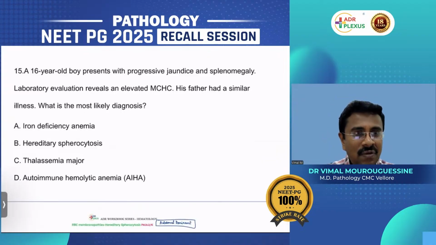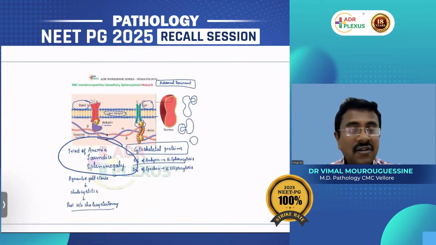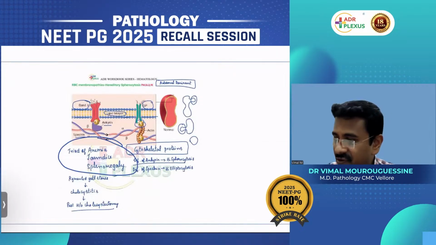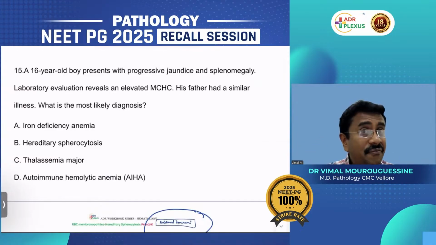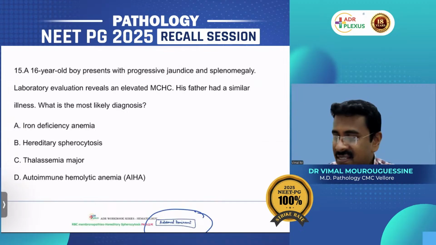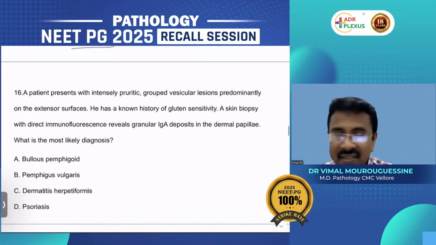A 16-year-old boy presenting with jaundice and splenomegaly. Remember, guys, we used to stress this: anemia, jaundice, splenomegaly, that triad is characteristic of hereditary spherocytosis, which is an autosomal dominant disorder. The father is also having a similar illness here, so that further adds to this. So the case here is hereditary spherocytosis. Moving on to the 16th question.